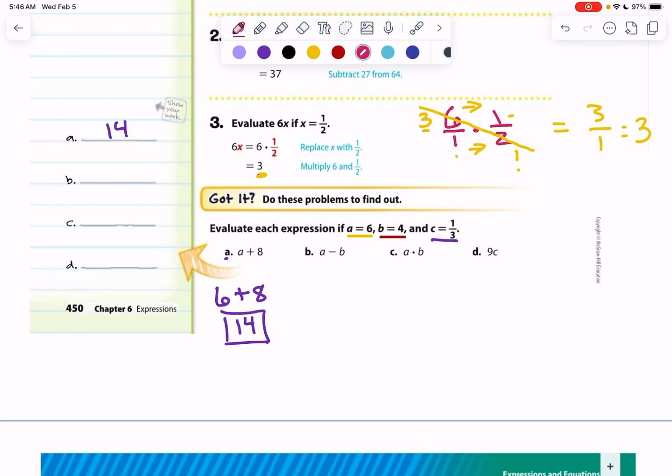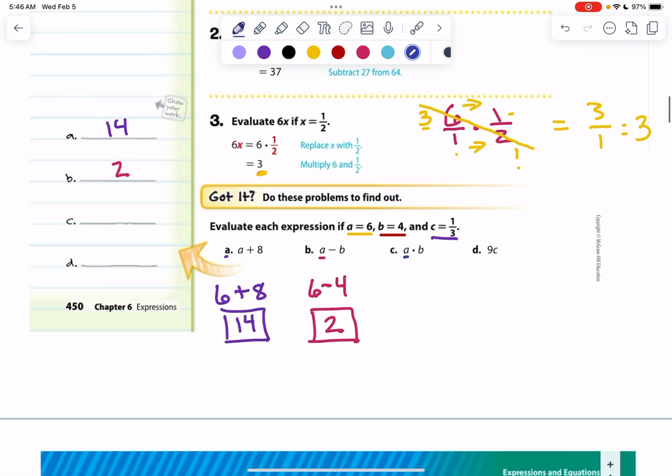All right, let me switch colors here. A again, that's 6. Minus, oh, we have a B. 4. Okay, 6 take away 4 is 2. Box my answer. Put it off to the side. Change colors again. A, that's 6. There's a dot in the air. That's times. I'm going to keep the dot. B, what is B? 4. 6 times 4. Oh, okay. So far, just multiplication facts, right? 24.